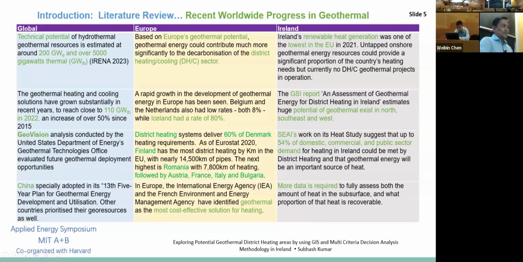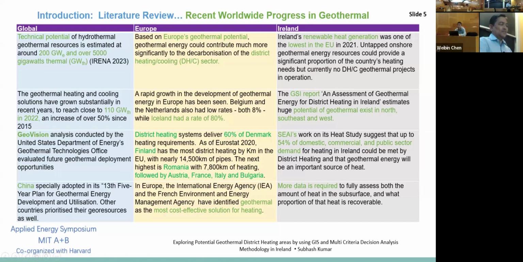Similarly, 110 gigawatts thermal, meaning heating, has already been installed from geothermal worldwide. There are many projects, like GeoVision. The GeoVision project in the US is also a very big project that is developing geothermal heating in the US, and this is a key learning from the US as well. We also went through these studies and the tools they are using, and we use some of the ideas for our developments.